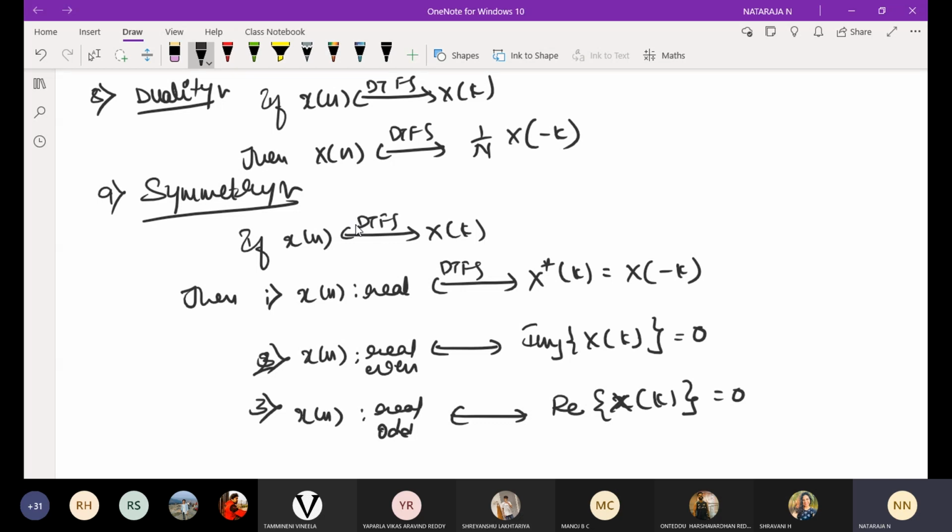These nine are DTFS, discrete time Fourier series definitions. Can you try for continuous time Fourier series for all eight, nine? Yes, sir. Try for continuous time.